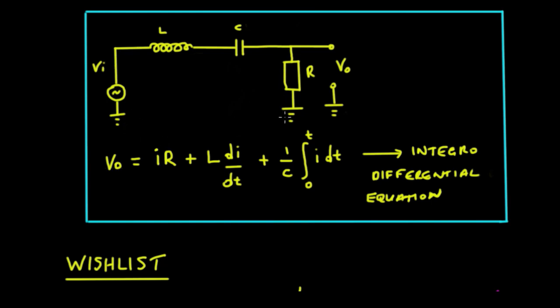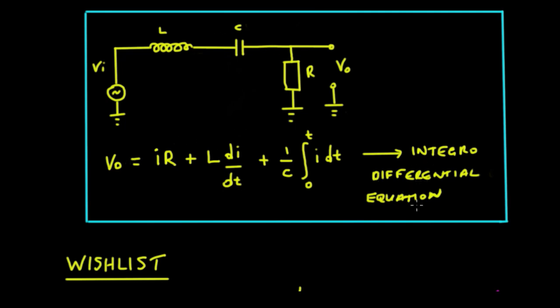the V out here is equal to IR, which is the volt drop across this resistor, plus L di by dt, which is the volt drop across this inductor, and the 1 upon C integral of the current is the volt drop across this capacitor. Okay. Right, so we end up with this.